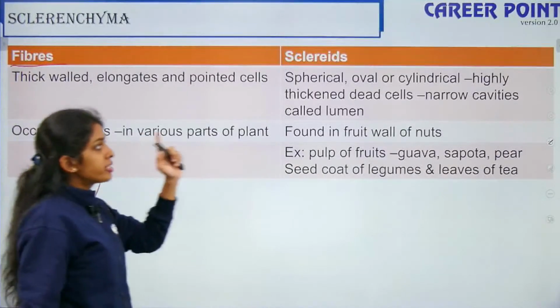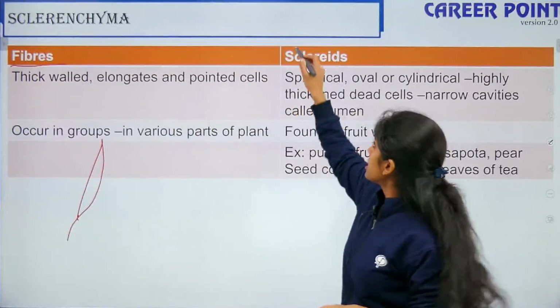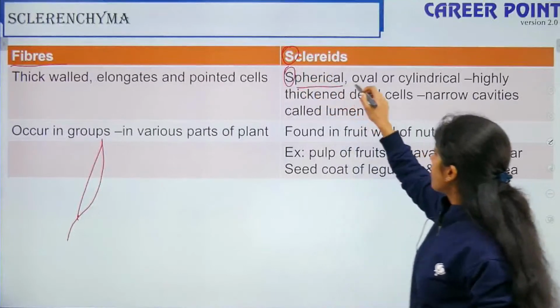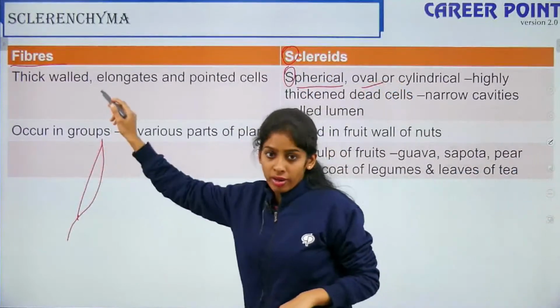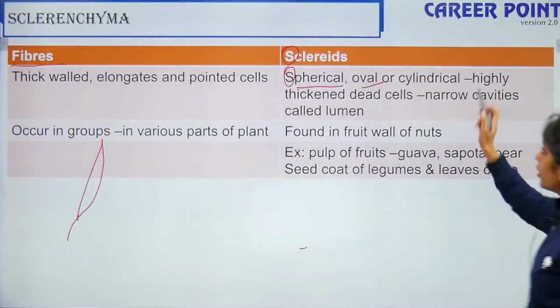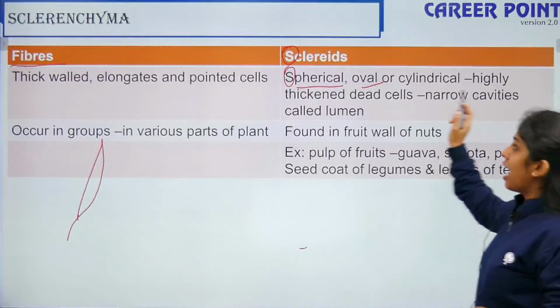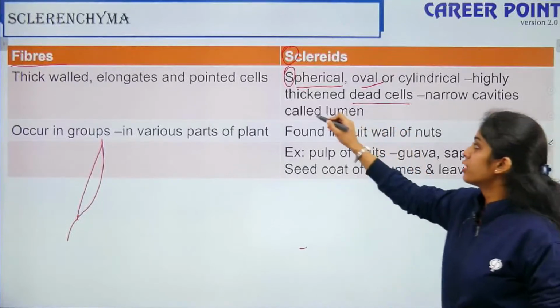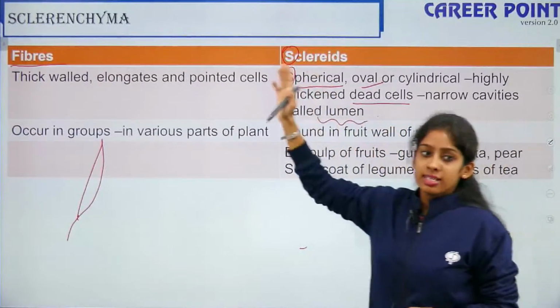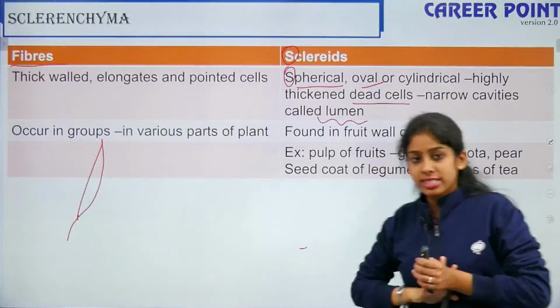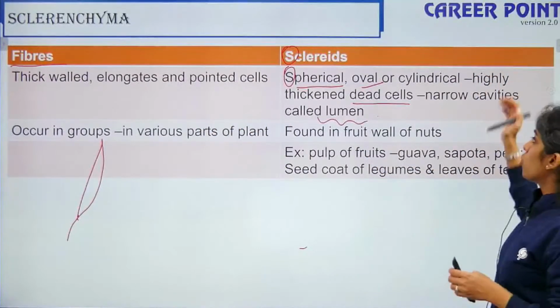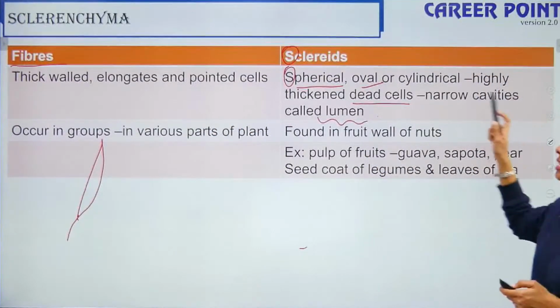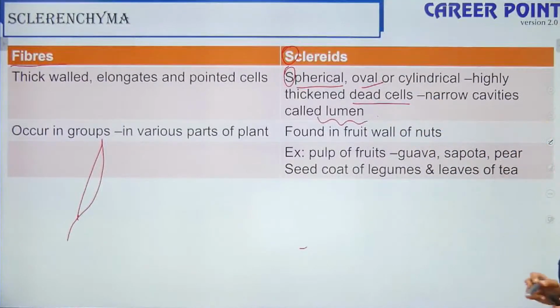So how are your sclerids? Remember, sclerids are spherical, oval in shape. This one is elongated, right? But this is spherical, oval or cylindrical, and it is highly thickened dead cells. They have narrow cavities which are called lumen. So once again, fibers are thick-walled, elongated and pointed cells, whereas sclerids are spherical, oval or cylindrical, highly thickened dead cells with narrow cavities called lumen.